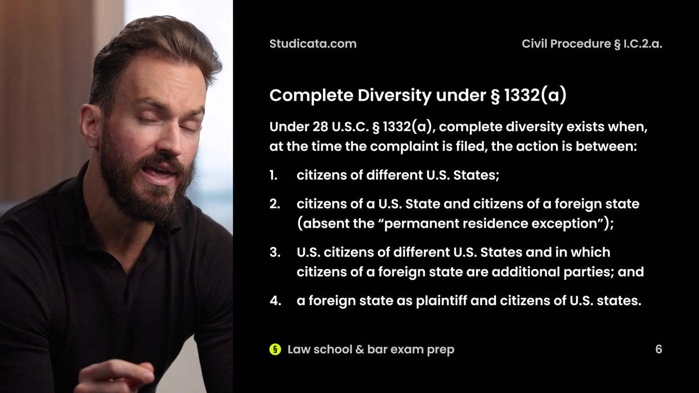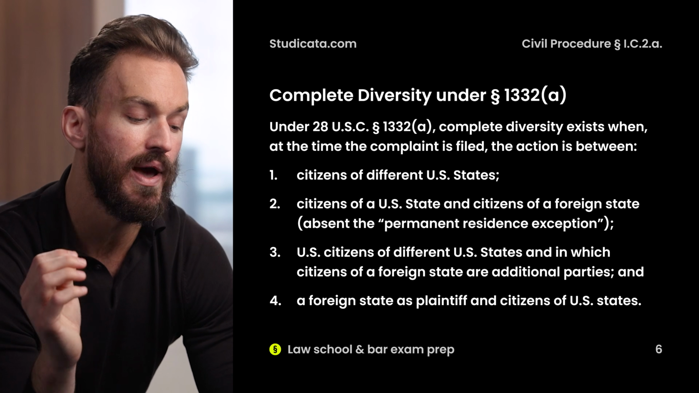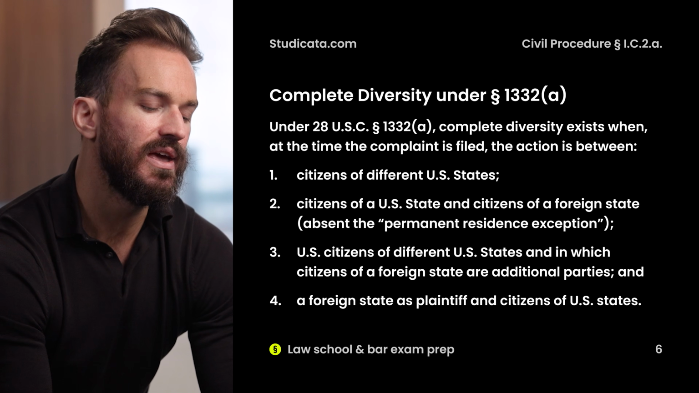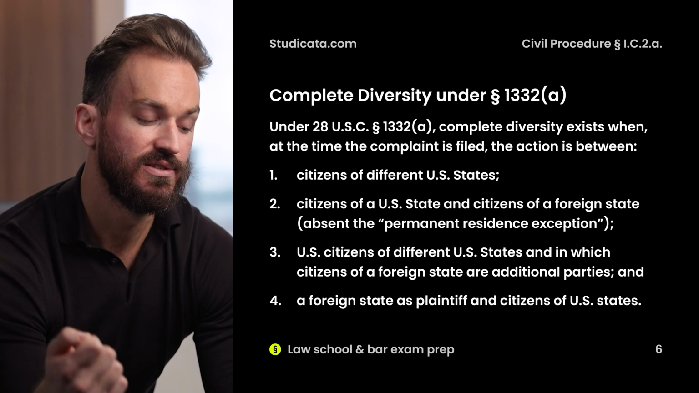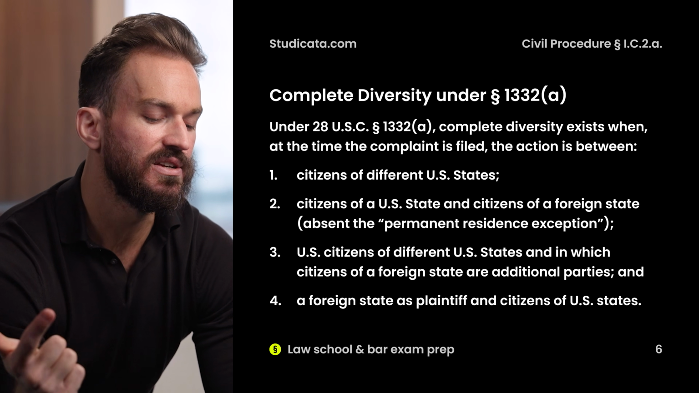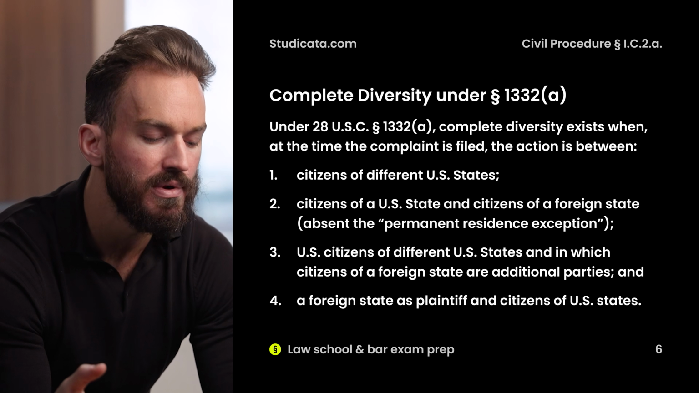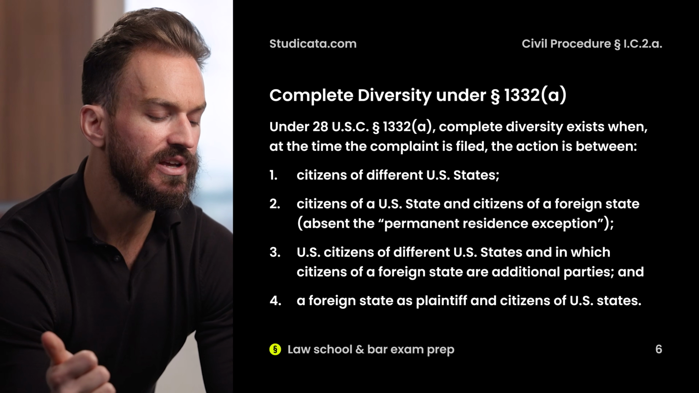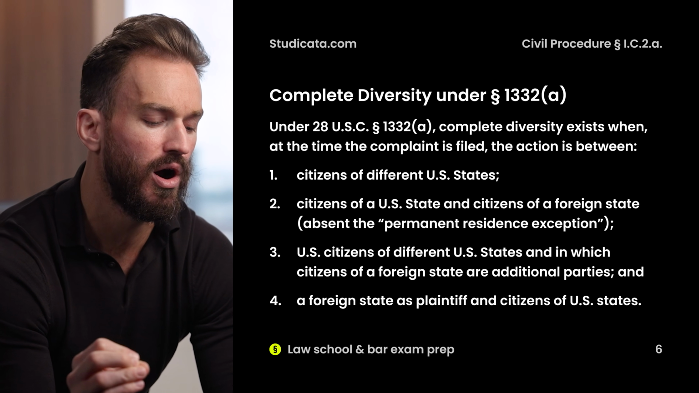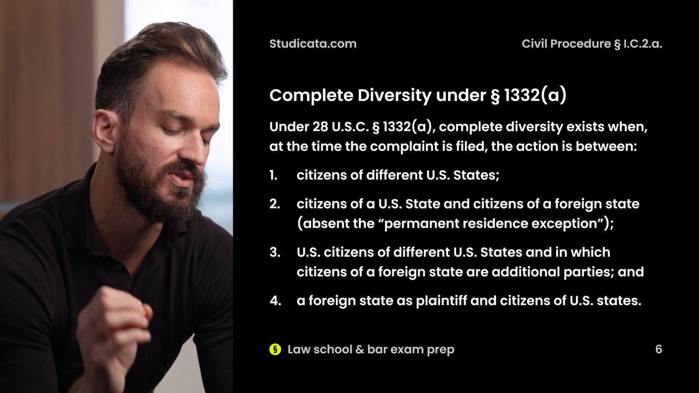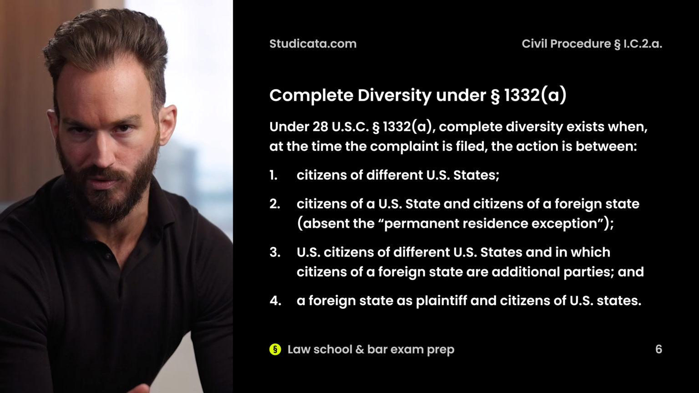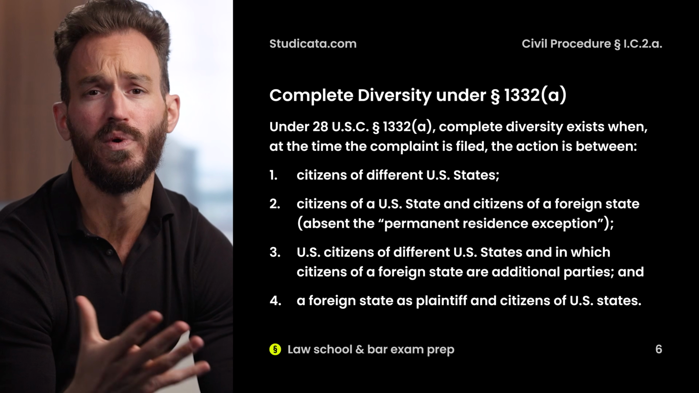Okay, so under 28 U.S. Code Section 1332(a), complete diversity exists when, at the time the complaint is filed, the action is between citizens of different U.S. states, that's what we just did, citizens of a U.S. state and citizens of a foreign state, absent the permanent residence exception, U.S. citizens of different U.S. states in which citizens of a foreign state are additional parties, and a foreign state as plaintiff and citizens of a U.S. state or of different states. Again, we're going to break all these down. I know that's a lot of words. We'll go through each one of these subsections with examples.